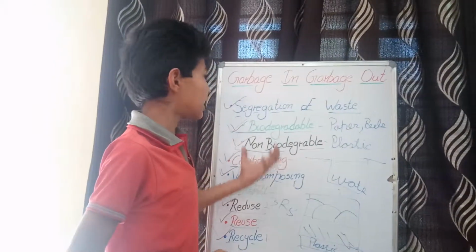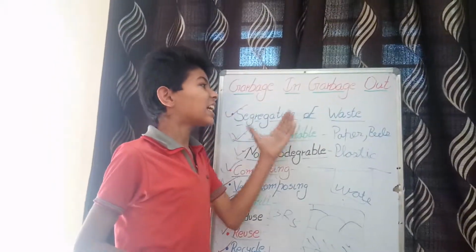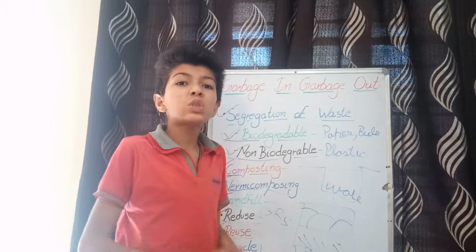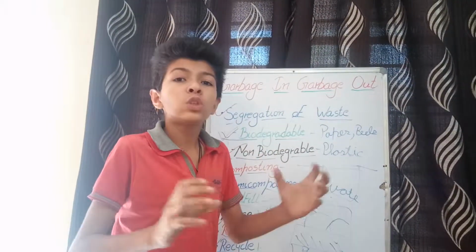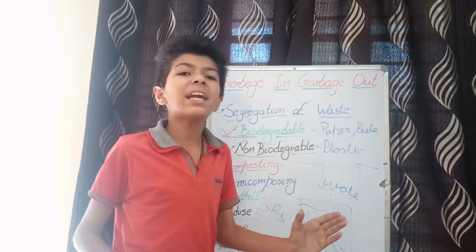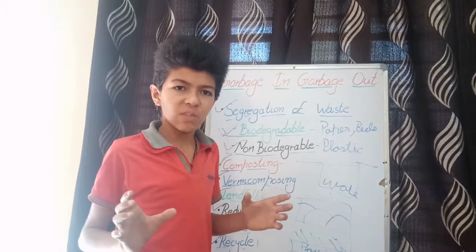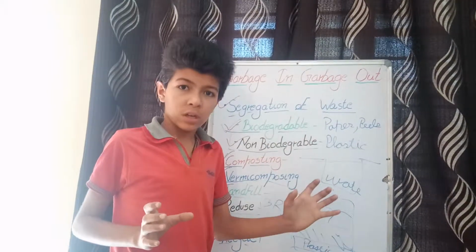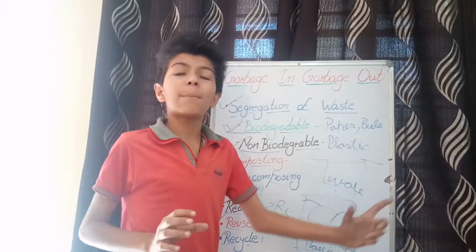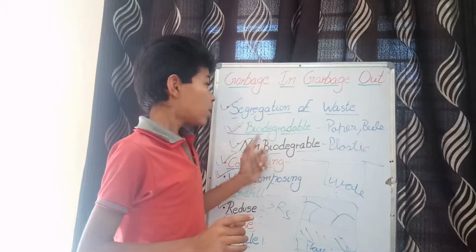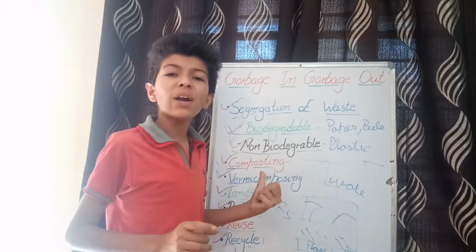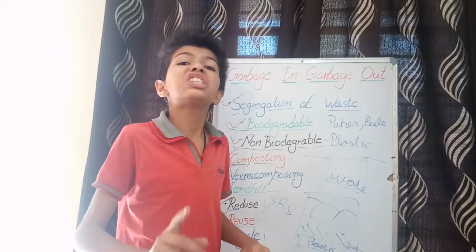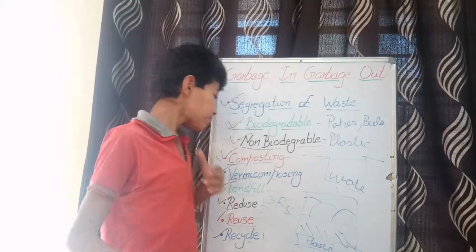First question: what is segregation of waste? Segregation of waste means to divide the waste into two types, biodegradable waste and non-biodegradable waste. What is biodegradable waste? Waste which can be rotted by the actions of decomposers is called biodegradable waste, and non-biodegradable waste is that which cannot be rotted by the actions of decomposers.